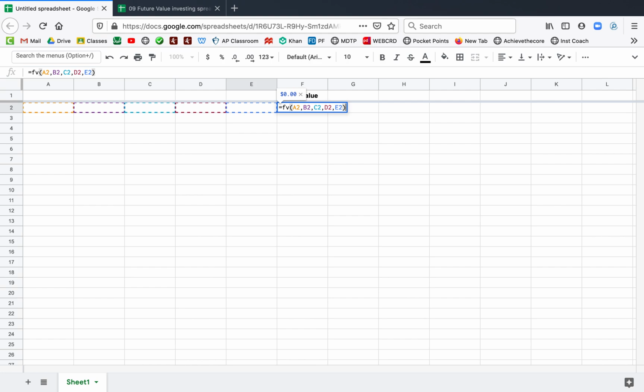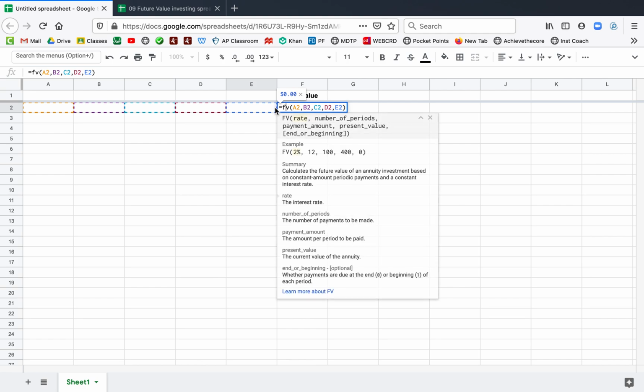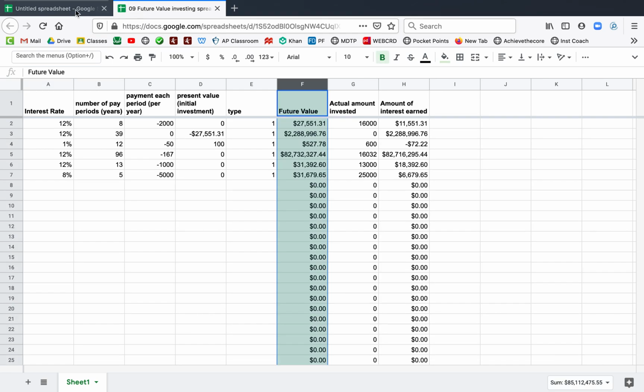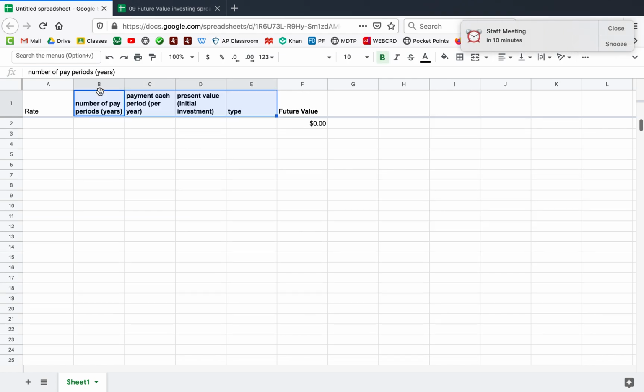You always want to close your formula out with a parenthesis. And remember, if you were kind of confused, you can click on the question mark and it'll tell you what each of those are. So I see that right there. I'm going to type those in right now. This is the rate. This one was, let's see, number of pay periods. Actually, I'm just going to highlight these and copy it over. Sorry, I'm going to get lazy here. All right, so this one is the rate.